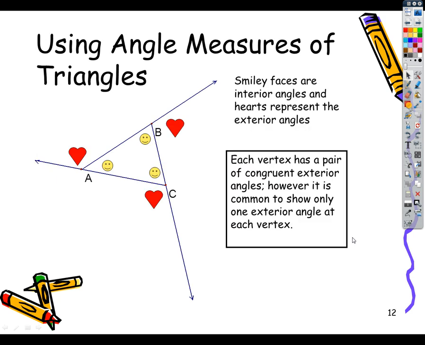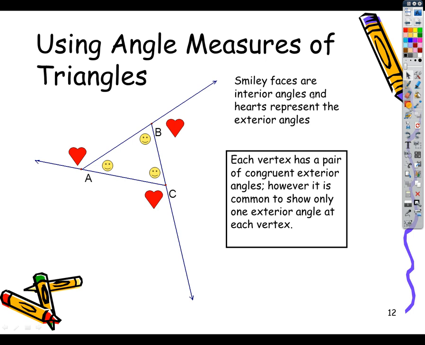In this first assignment, there's just a lot of vocabulary stuff. I like the hearts. You like the hearts. I didn't choose the hearts, but they're nice. Okay, so using angle measures of triangles. Now, in this case, I don't know why the hearts and the smiley faces, but we'll just go with it.